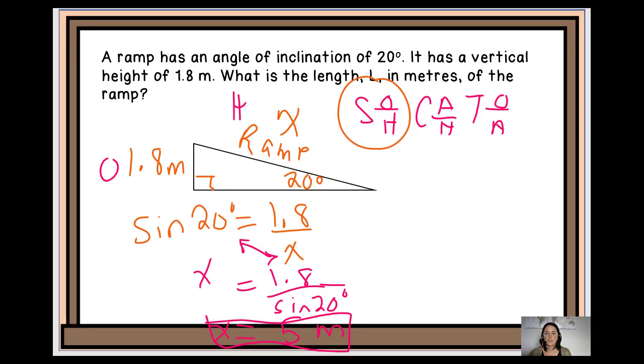Okay, finally, we just need a concluding statement. So therefore, the length of the ramp is 5 meters.